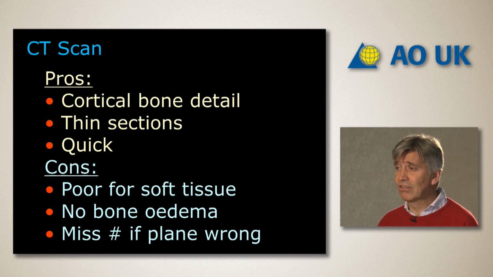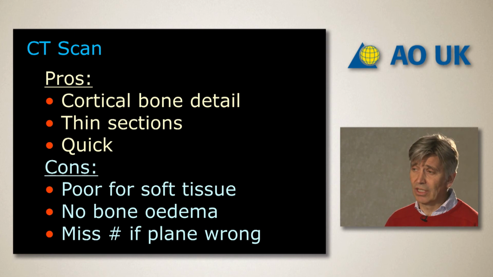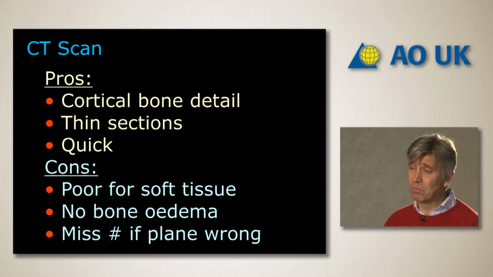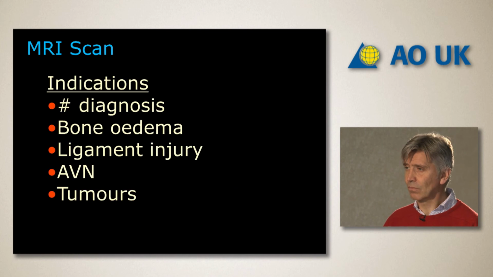CT scans have pros. It's great for cortical bone detail. There are thin sections. It's also really quick. The cons are the fact it's poor for soft tissue, you don't see bone edema, and you can miss the fracture plane, particularly in scaphoids. So the CT scan of the scaphoid has to be done in the plane of the scaphoid.